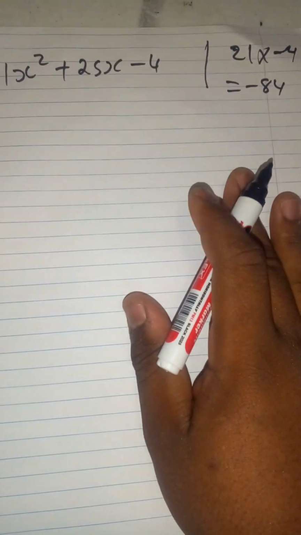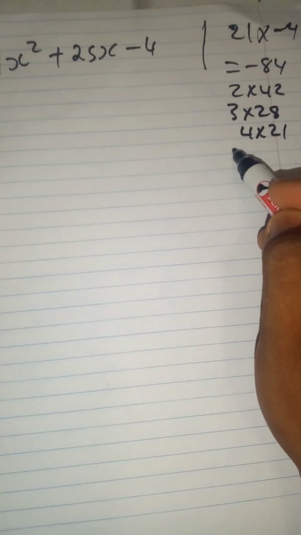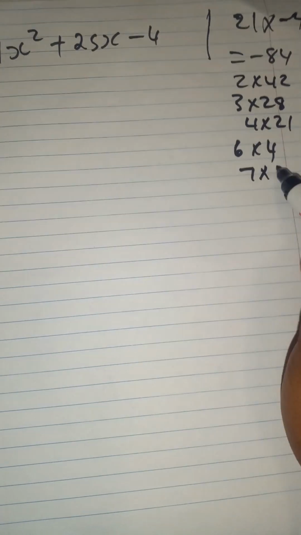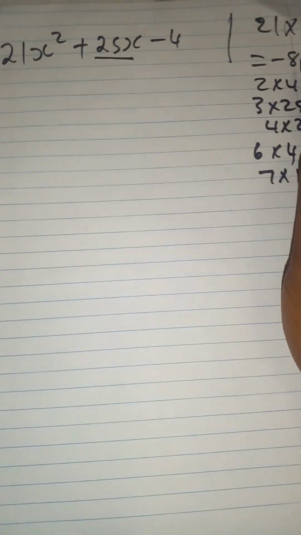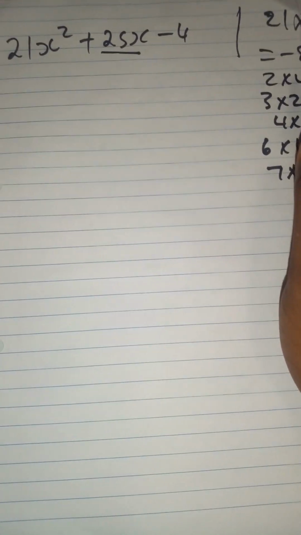But now since we have an issue of the negative, let's simply ignore it for now. So here I have 2 times 42, 3 times 28, 4 times 21, 6 times 14, 7 times 12. The other ones are just going to repeat themselves. Now let's start. Now we are going to consider 25x. We are simply going to check the numbers whereby if we add them, we are going to get 25. But already I can see that the first one is already out because it's 42. Even if it's negative 42 plus 2, you cannot get 25.